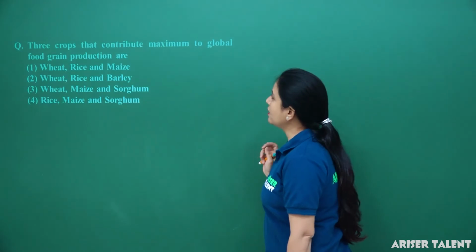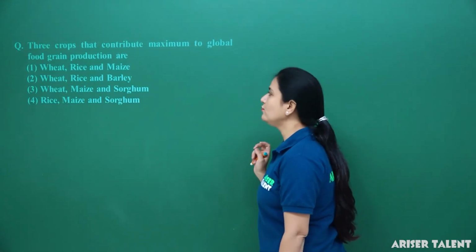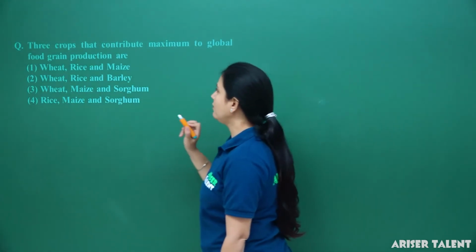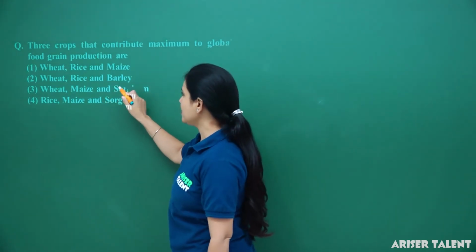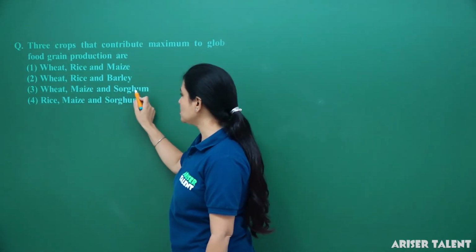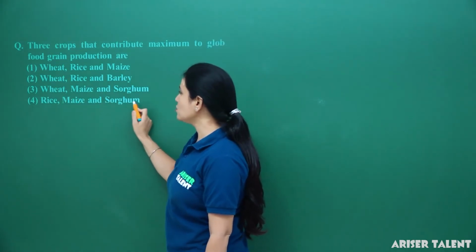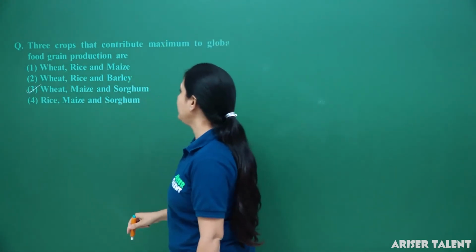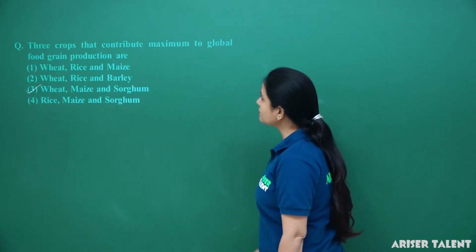Three crops that contribute maximum to the global food grain production are wheat, rice, maize; wheat, rice and barley; wheat, maize and sorghum; rice, maize and sorghum. So this is the correct option, wheat, maize and sorghum.